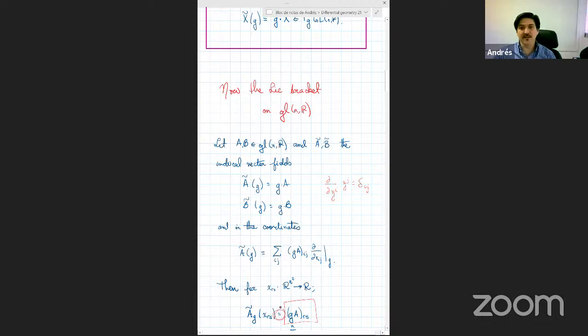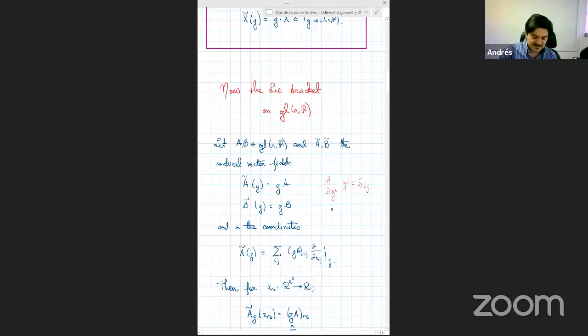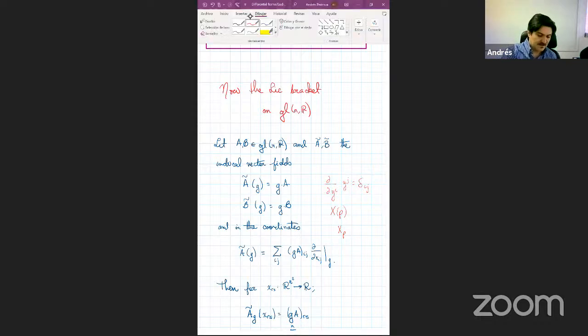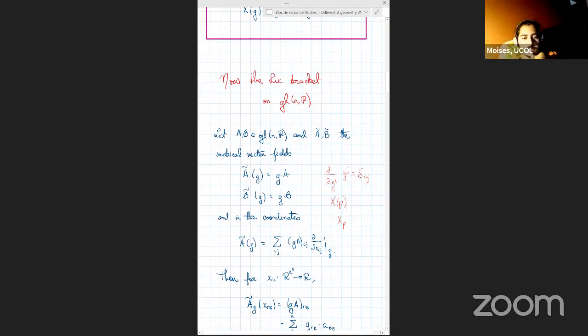Is this equality okay for both of you? Remember, I can use either this notation for the vector field at p or this notation. So, is this equality okay for both of you? I don't quite get it. Right, okay.